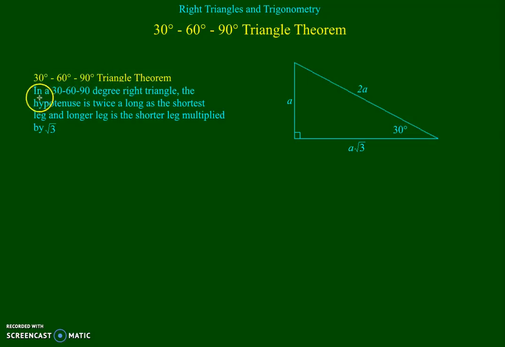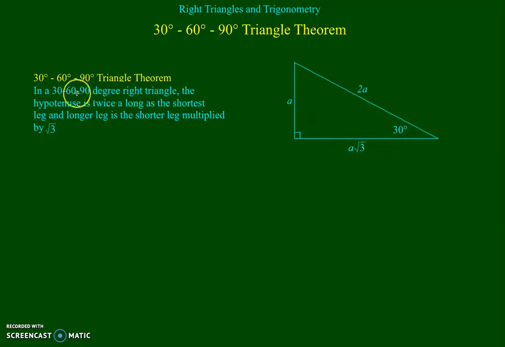Here we have, in a 30, 60, 90 right triangle, the hypotenuse is twice as long as the shortest side. So here's the shortest side, which is opposite the smallest angle, the 30-degree angle, and the hypotenuse is twice that side. And the longest leg, which is opposite the 60-degree angle, is going to be the shorter leg multiplied by the square root of 3.